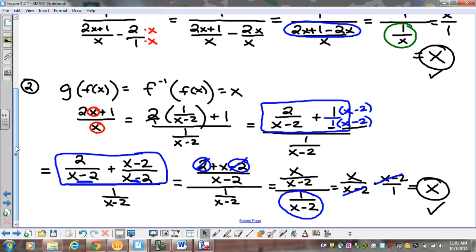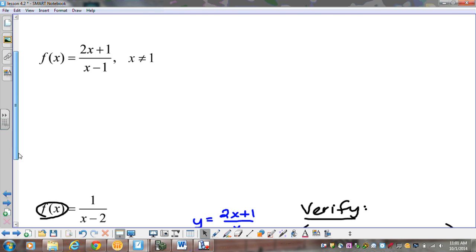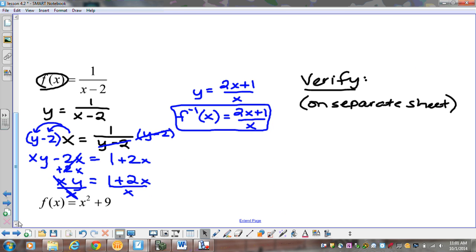So both parts, my original part right up here, this part gave me an x, as well as this piece. When I plugged my inverse into my original, I got x. When I plugged my original into my inverse, I also got x. So therefore, that was, in fact, my inverse. So looking back at what we were doing here, my inverse officially is 2x plus 1 over x. So again, we verified on a separate sheet. It took a little bit more time with more pages. That's why we went ahead and did that.